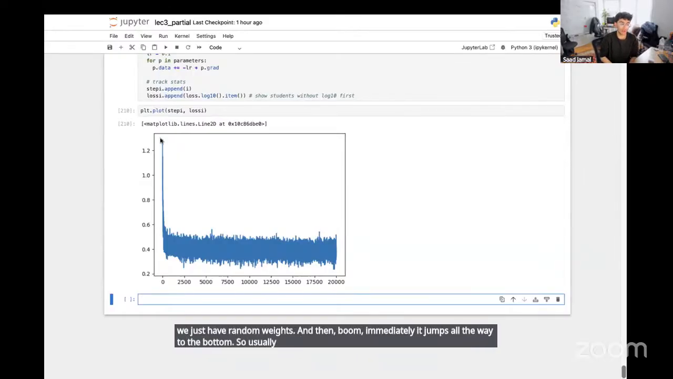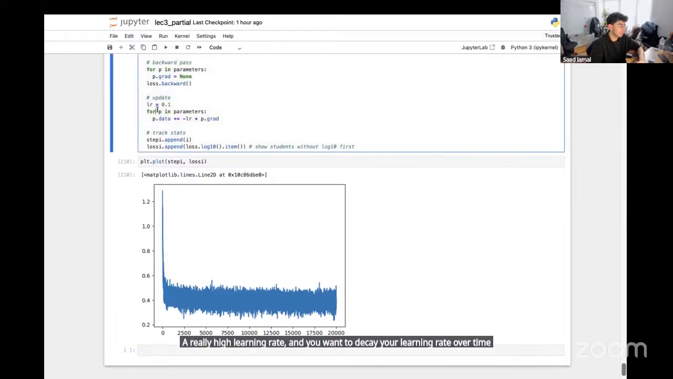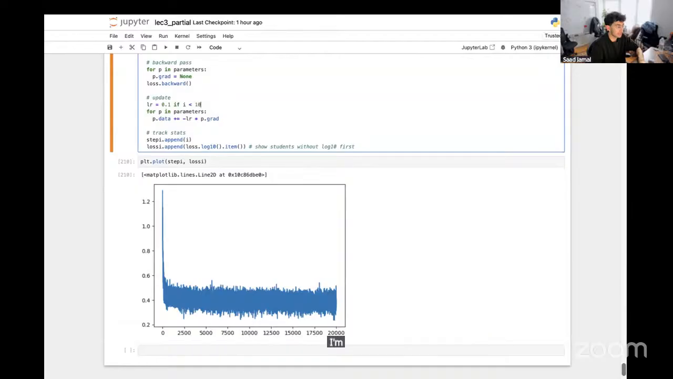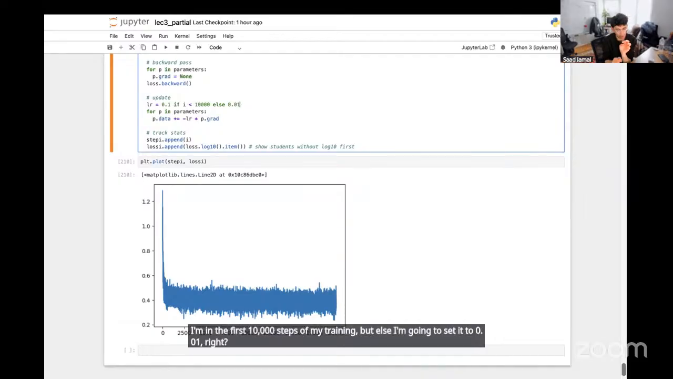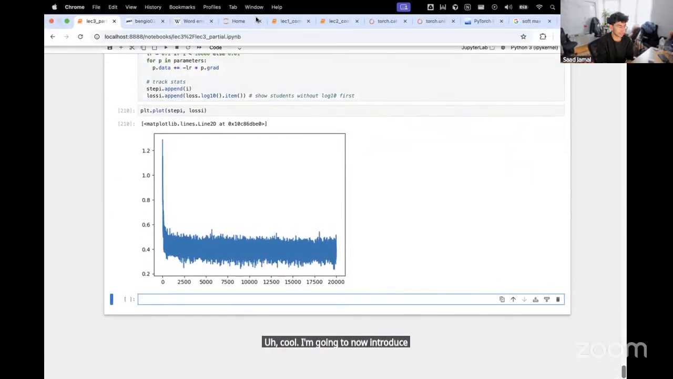So usually what you want to do is, for your first 1,000 steps, have a really high learning rate, and then decay your learning rate over time. One thing people will do, for example, is have code that says, okay, let's keep my learning rate as 0.1 if I'm in the first 10,000 steps of my training, but else I'm going to set it to 0.01, right? So once I'm getting into those crevices of that loss surface, then I'm going to move more slowly.